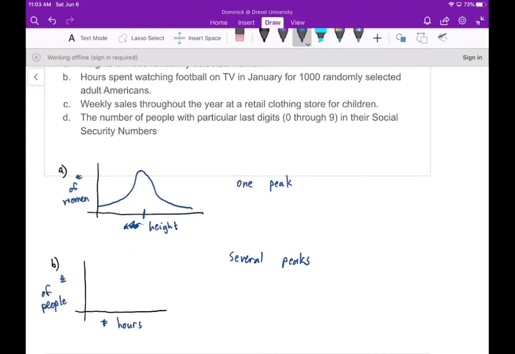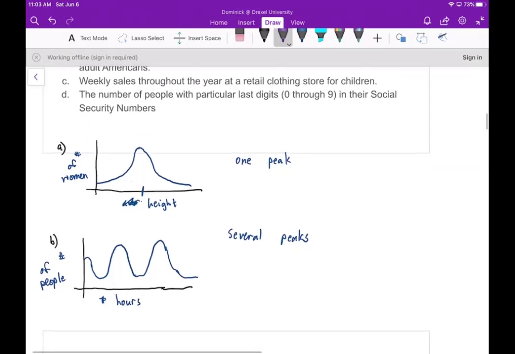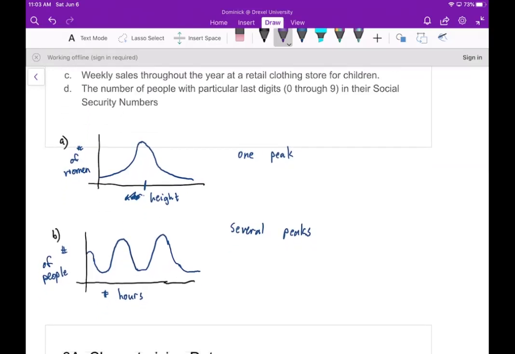Now, you could have several peaks because, of course, you're going to have a lot of people that don't watch football. But then you're going to have people that do watch football, but they only want to watch their home team's game. And then you have the group that wants to watch football all day long, which is the group that I belong to. But anyway, this would give you an example of a distribution with several peaks because you have different levels of people being interested in watching football.